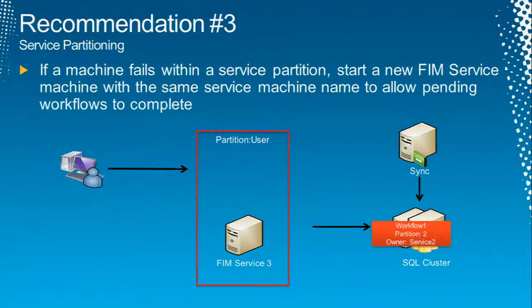And then what do you do? You notice that the action workflow is stuck. It's not moving forward because it's completed the database query that it needs to do, but it cannot go back to the FIM service. So you can do one of two things. You can actually introduce another FIM service machine in that partition with the same name, or in this example, what we've done is we've taken FIM service 3 and we've renamed it to FIM service 2. What this does is that it can then resume the workflow that was stuck.